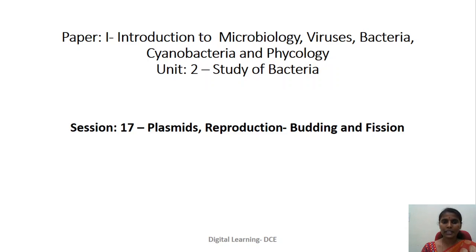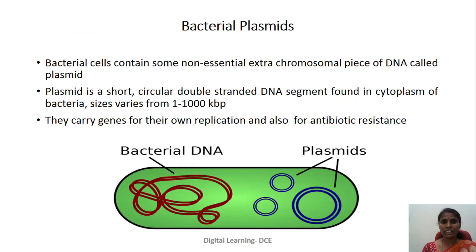Myself Dr. Manjula. In this session, let us discuss bacterial plasmids and reproduction in bacteria by means of budding and fission. To start with bacterial plasmids, bacterial cells contain some non-essential extra chromosomal pieces of DNA called plasmids. The plasmid is a short circular DNA molecule found inside the cytoplasm of bacteria whose size varies from 1 to 1000 kilobase pair. They carry genes for their own replication and also for antibiotic resistance.